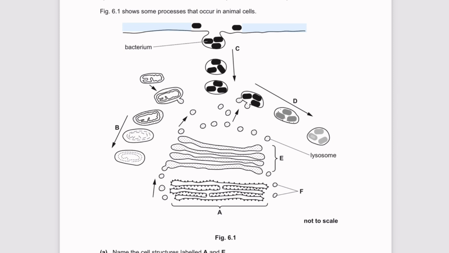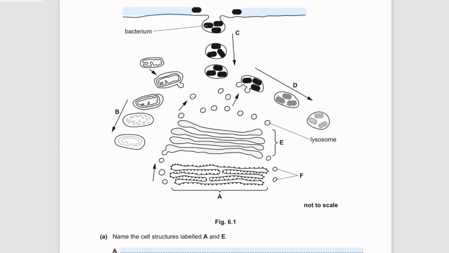So you have bacteria being taken in by endocytosis. We're not really sure if it's the phagocyte or not, but there's clearly some phagocytosis going on here. Anyway, name the cell structures labeled A and E. Okay, what's A and what's E?